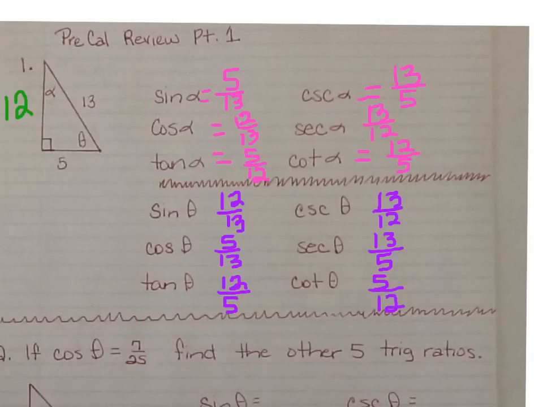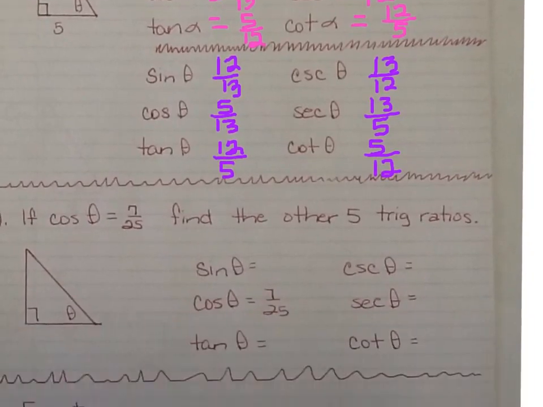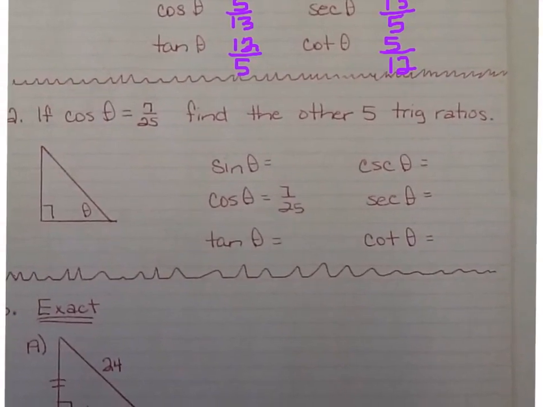Okay, let's move on to the next problem. And it says that cosine theta is 7 over 25, and you have to find the other 5 trigonometric ratios. So, first thing you have to do is draw your triangle. So, I've got this triangle written in standard form, and I have cosine, so I have adjacent and hypotenuse. You need to pick which acute angle you want to call theta. I just call that bottom right hand my theta angle.